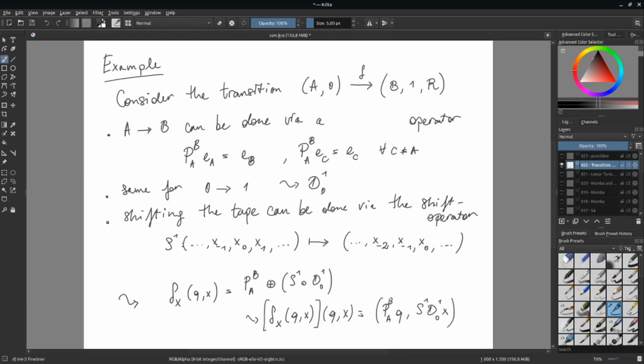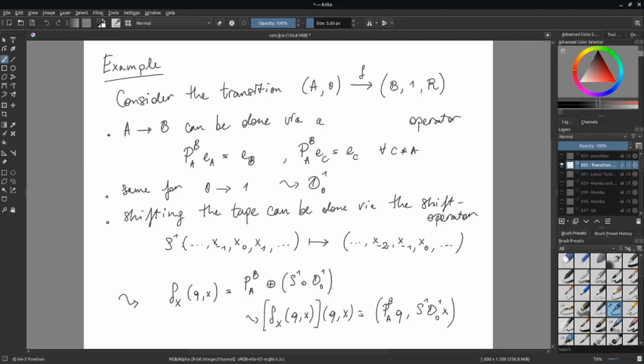It's called the right shift operator, S1. It takes the sequence from minus infinity, x minus 1, x0, x1, and shifts all the items to the right by 1. So now I can write my new operator, delta of x, that depends on q and x, as simply: on the state I apply the map from A to B, and then on the tape I first apply my map d from 0 to 1, and then I shift.